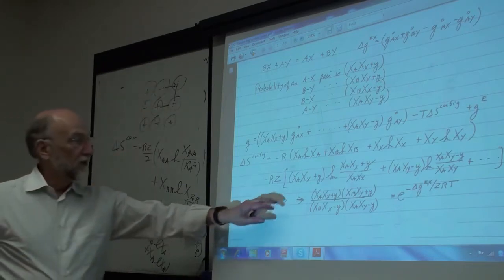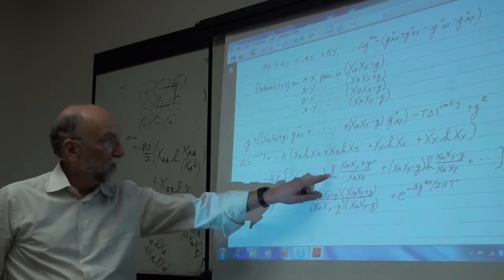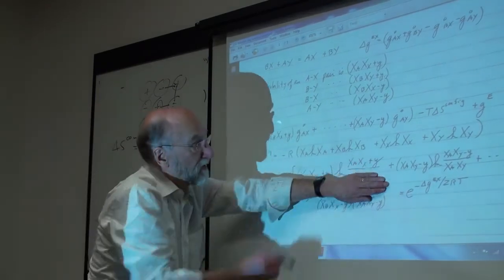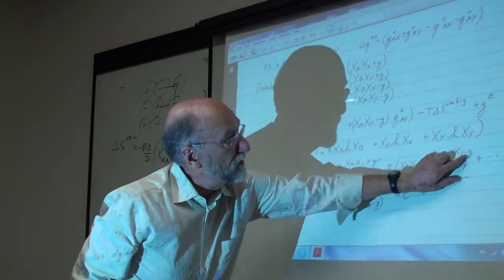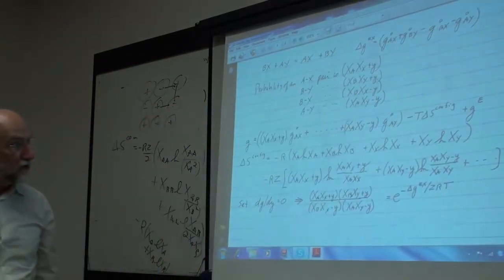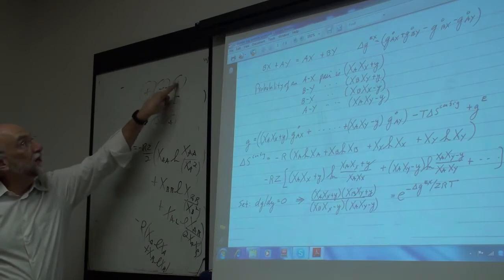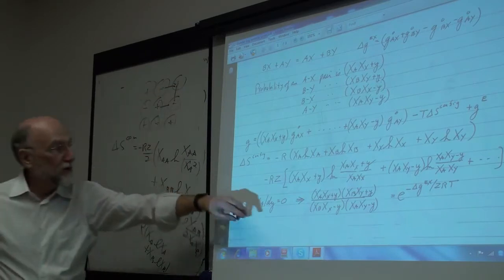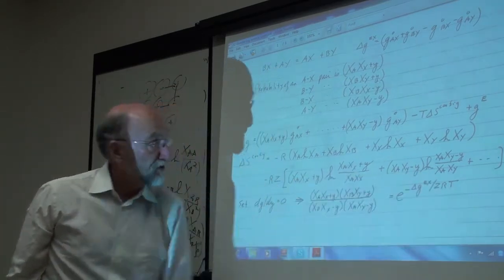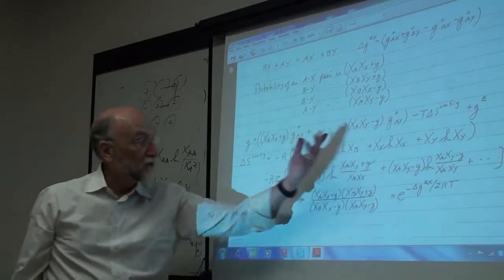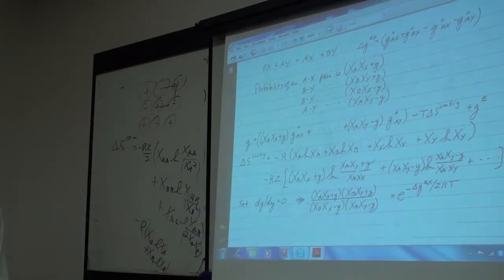So this is the number of AX pairs times log the number of AX pairs, number of AY pairs, log the number of AY pairs, for all 4 kinds of pairs. That again overcounts the pairs. If this is AX, obviously that can't be BX. So you divide by the number of pairs in an ideal solution. In an ideal solution, X_A X_X is the ideal number of AX pairs.